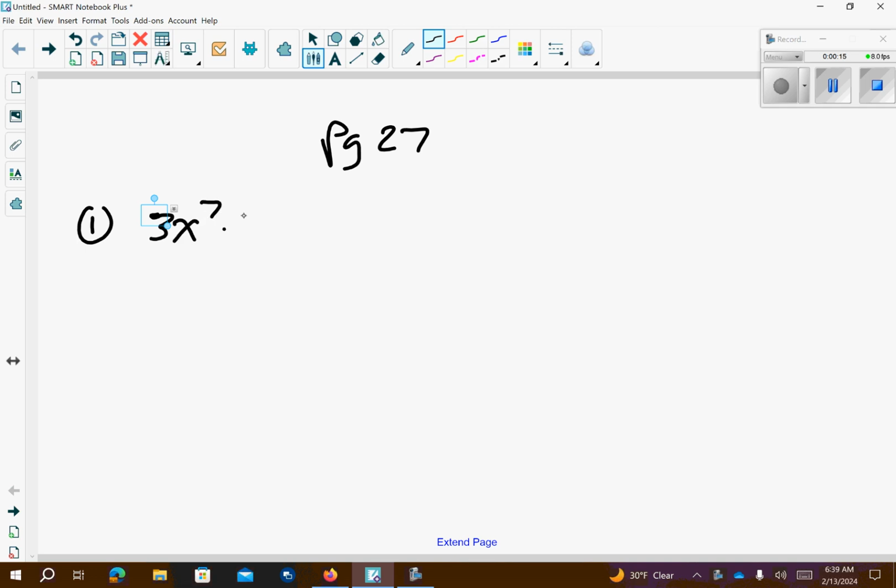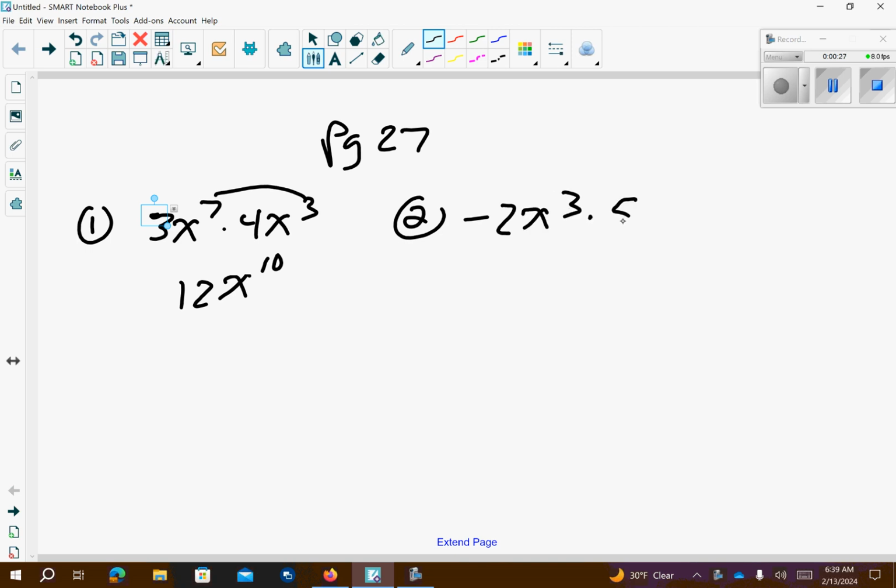x to the 7th times 4x to the 3rd. So 3 times 4 is 12. Add the exponents together because you're being multiplied. So x to the 10th. Number 2, we got negative 2x to the 3rd times 5x squared. Multiply the base numbers together, so we get negative 10. Add the exponents, so that's x to the 5th.